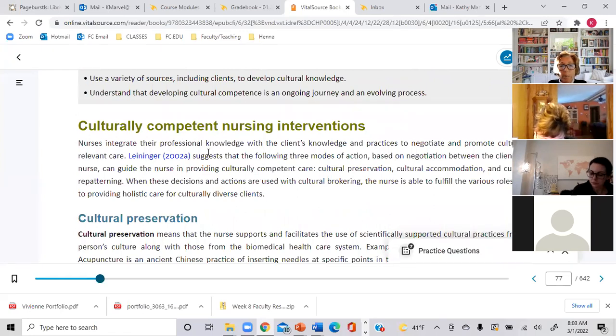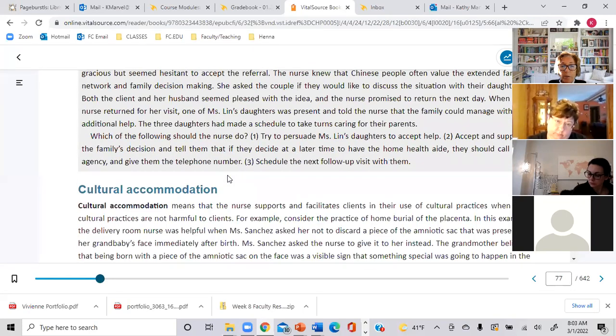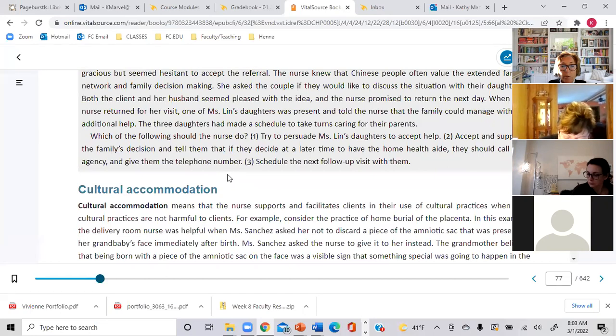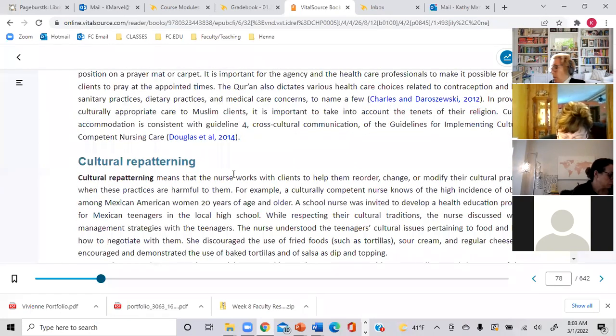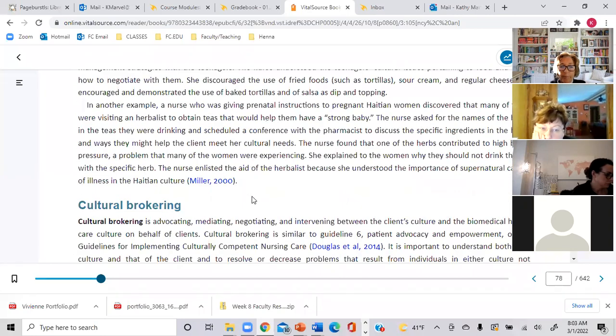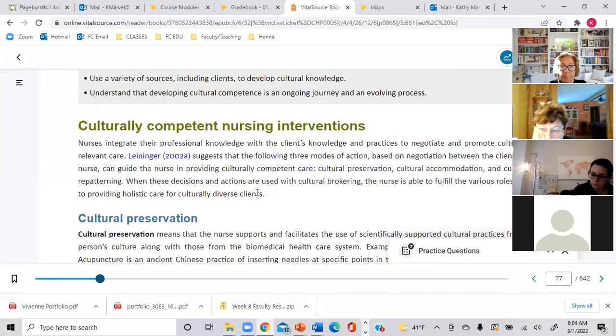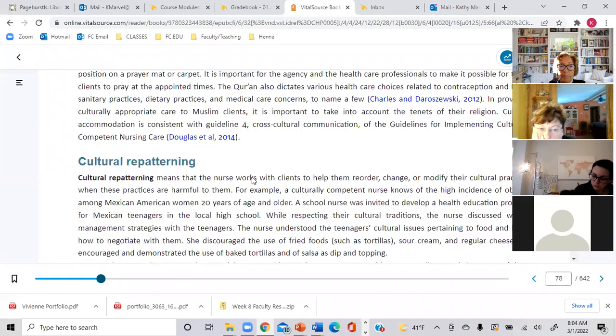And then here are some culturally competent nursing interventions. Have a look at this section as well. It talks about cultural preservation, cultural accommodation, patterning, and brokering. So there are four nursing interventions that we must be culturally competent in performing.